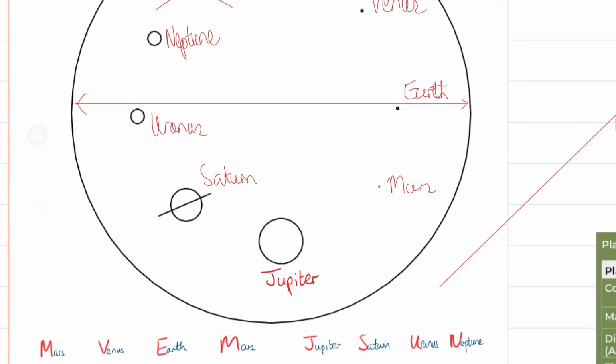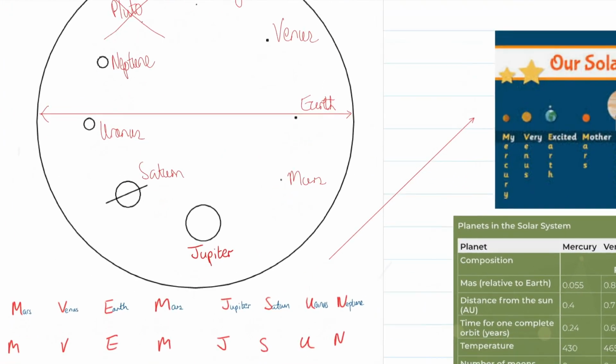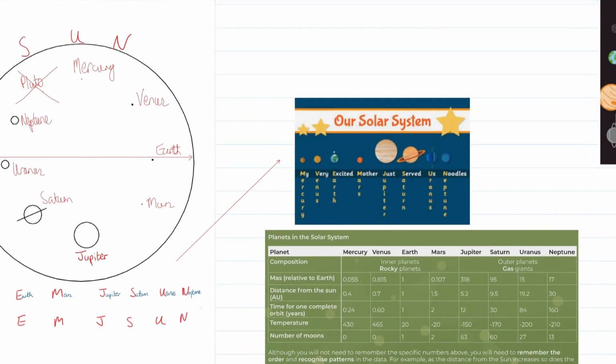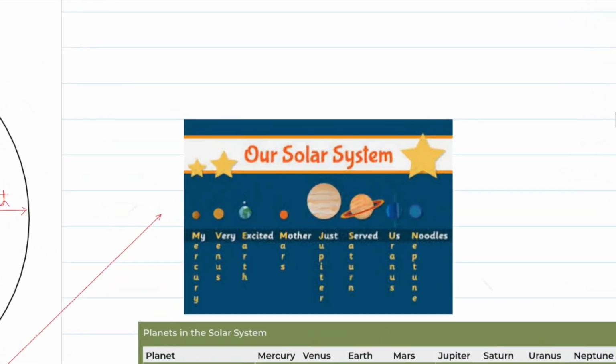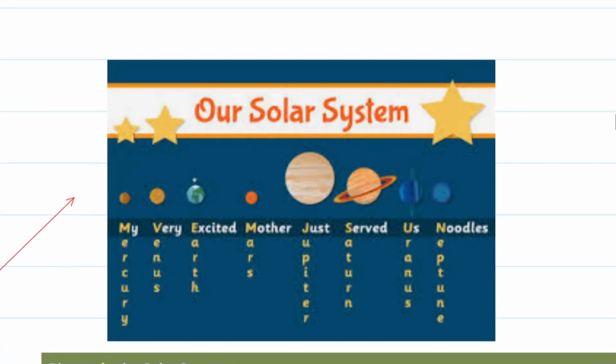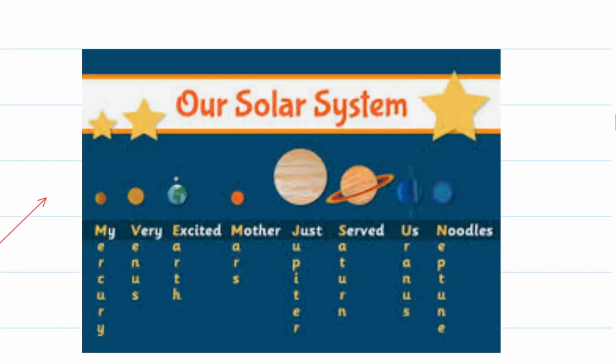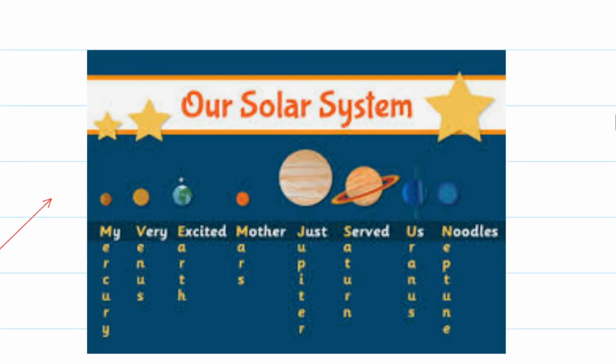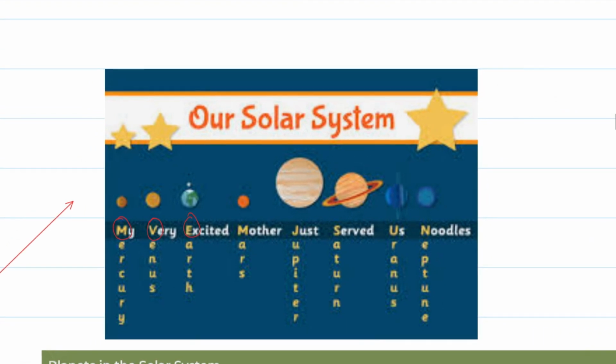You need to know the order of the planets going from the Sun outwards to Neptune. There's a few different ways of remembering, and this seems to be one of the most popular at the moment. If you learn this mnemonic: my very excited mother just served us noodles, you can see the first letter of the sentence is the first letter of the planet. It seems to be the most popular way of remembering.